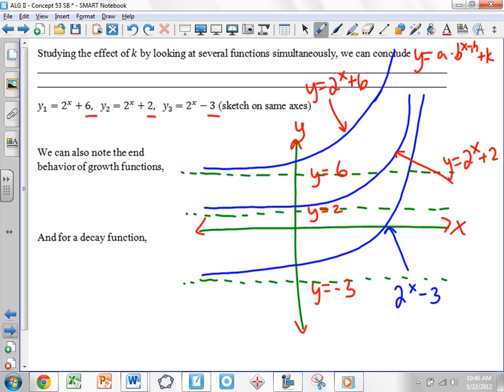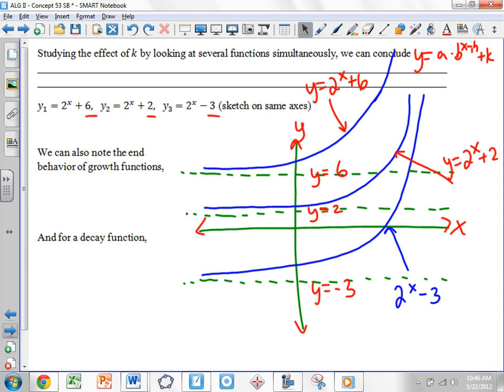So is it positive or negative decay? This is going up, so it's positive growth. Remember, decay comes closer to the x-axis. Decay drops toward the x-axis, whereas growth moves away. And we're going to write that in a minute, actually. Okay, we're going to fill in those spots.